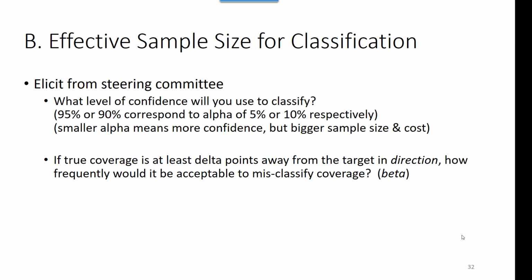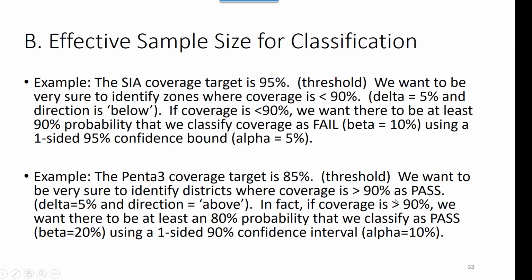And then we ask the committee, what level of confidence will you use to do your classification? The common responses are 95% or 90%, and those correspond to a quantity alpha. And alpha is then 5% or 10%. The smaller the alpha, the more confidence you have, but the bigger the sample size you'll need. And the last question that we ask them is, if true coverage is at least delta points away from the target, then how frequently would it still be acceptable to misclassify the coverage with this survey, to make a mistake in the classification?